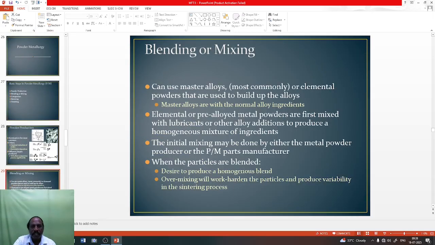Blending or mixing can use master alloys, mostly elemental powders that are used to build up the alloys. Master alloys are made with the normal alloy ingredients. Elemental or pre-alloyed metal powders are first mixed with lubricants or other alloy additions to produce a homogeneous mixture of ingredients.